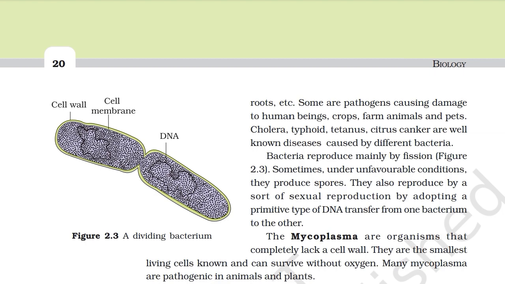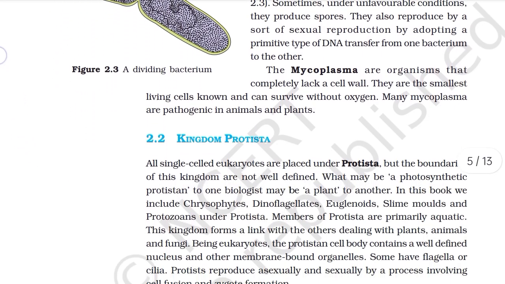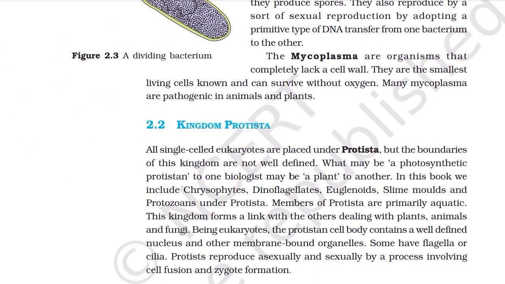Bacteria reproduce mainly by fission. Figure 2.3. Sometimes under unfavorable conditions, they produce spores. They also reproduce by a sort of sexual reproduction by adopting a primitive type of DNA transfer from one bacterium to the other. The mycoplasma are organisms that completely lack a cell wall. They are the smallest living cells known and can survive without oxygen. Many mycoplasma are pathogenic in animals and plants.